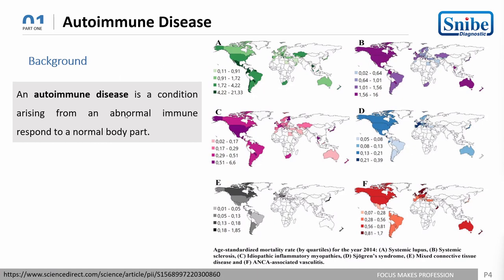You can see the global prevalence in different countries and the age standardized mortality rate, by the year 2020, 2014. The diseases which are very common in the autoimmune disease panel are systemic lupus, systemic sclerosis, idiopathic inflammatory myopathies, Sjogren's syndrome, mixed connective tissue disease, and ANCA-associated vasculitis. These are a few examples of autoimmune diseases. You can see the global distribution on the basis of higher prevalence and mortality.